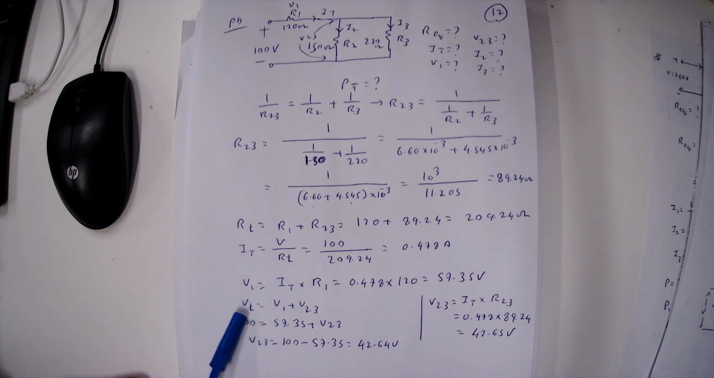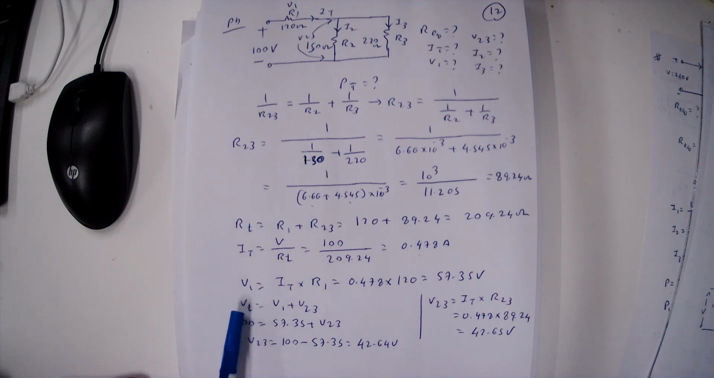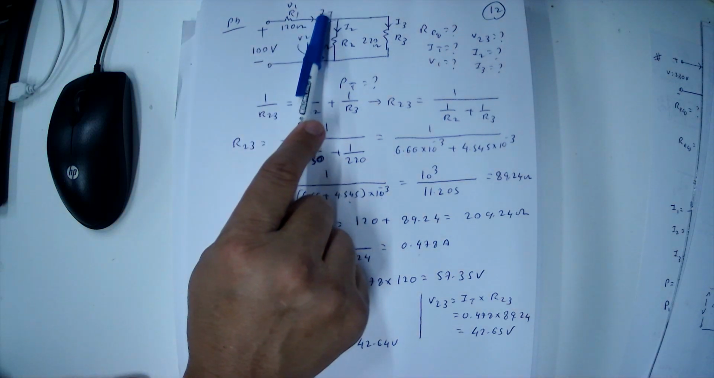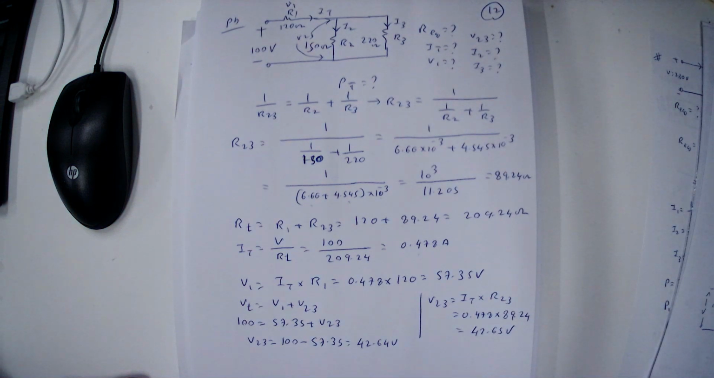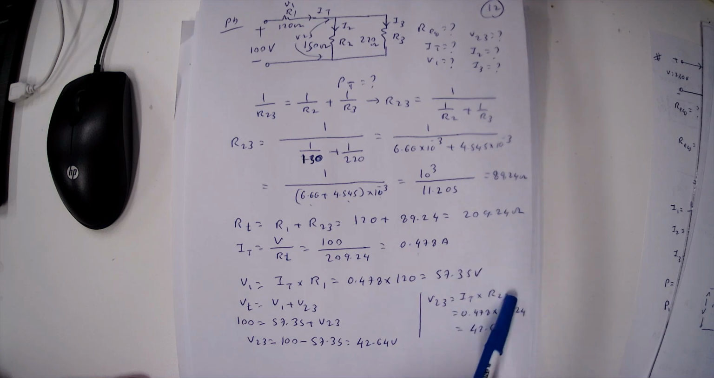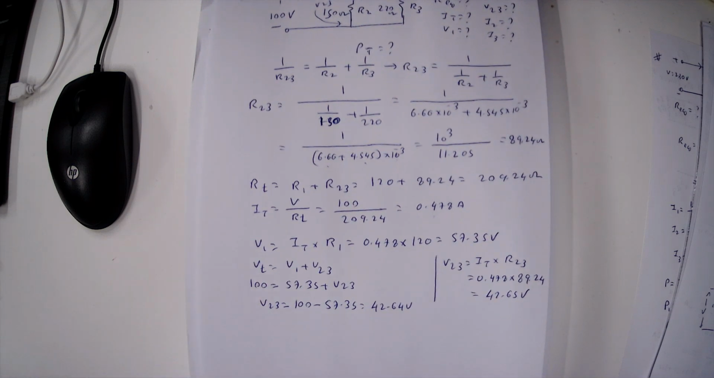Because R23 and R1 are connected in series, the total voltage equals V1 plus V23. We have already calculated V1, we know the VT, and we calculate the V23. Alternatively, the total current flows into the parallel combination of R23, therefore V23 equals I total multiplied by R23. We can calculate by two ways. Both are correct answers. So the voltage drop across R2 and R3 is 42.64 volt.